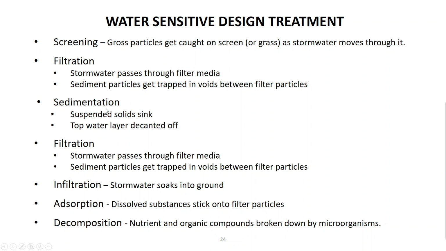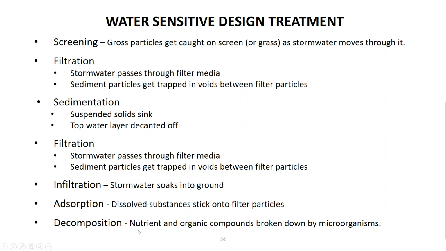Sedimentation. If the water is sitting there for a certain amount of time, the solid particles that are in it will start to sink down. And if you decant off the top layer, then you're decanting off cleaner water. I've repeated filtration, got it twice because it's so important. Infiltration, this is where the stormwater soaks into the ground. So when it soaks into the ground, it moves through the ground, and that's where filtration and buffering happen. Adsorption, dissolved substances stick onto filter particles. So this is at smaller scales.